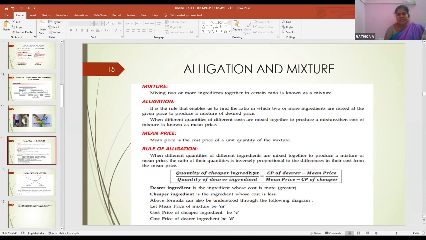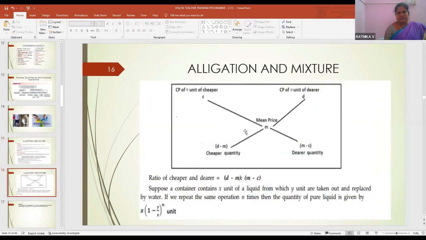Quantity of the cheaper ingredient upon quantity of the dearer ingredient is equal to CP of dearer minus mean price, upon mean price minus CP of cheaper. So instead of by-hearting, this is an easier way. It is introduced in the book itself that you take the cheaper ingredient's cost price and the dearer ingredient's cost price, and these are C and D.